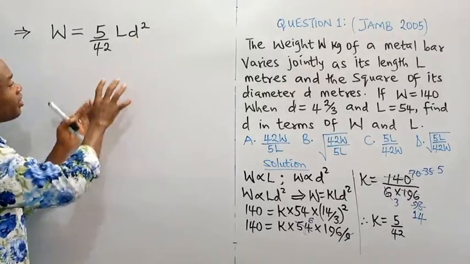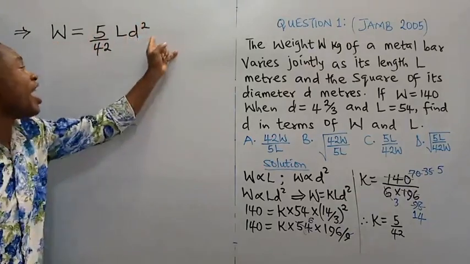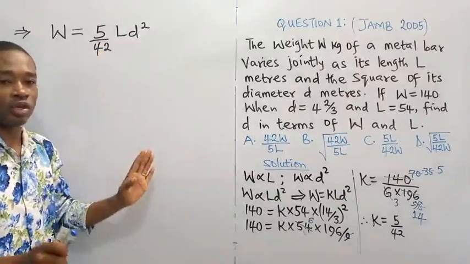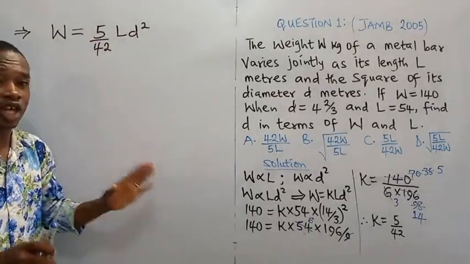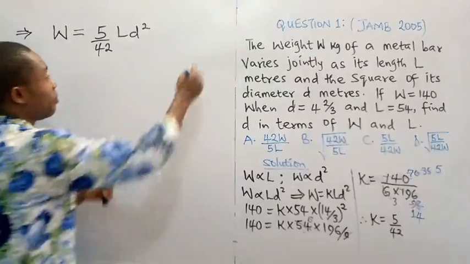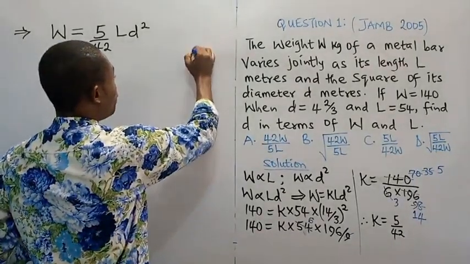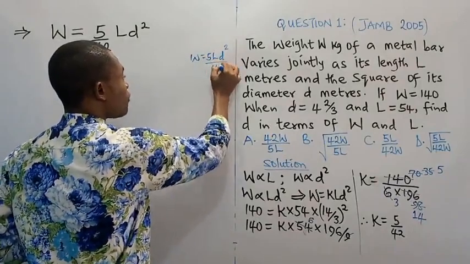Are you following right? Now if you look at this equation, this is the same as W equal to 5LD squared, everything all over 42. Since the mathematical sign between 5L and D is multiplication, we could simply write this as 5LD squared all over 42. This is what I mean. Something like W equal to 5LD squared all over 42.